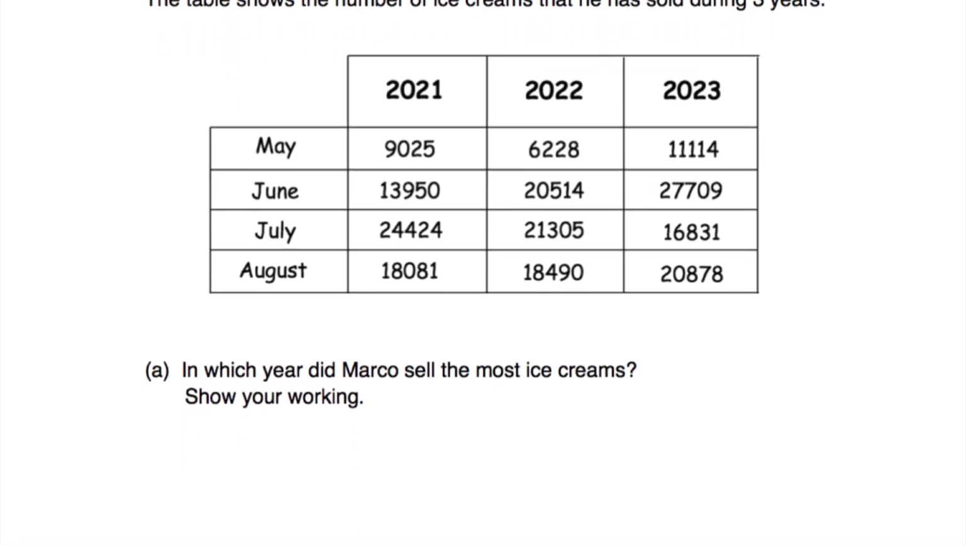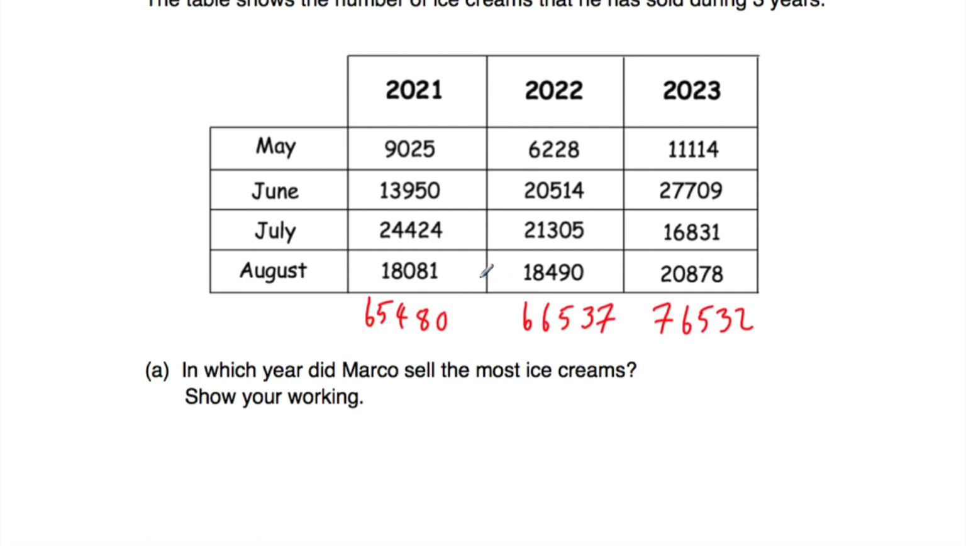And part A says, in which year did Marco sell the most number of ice creams? So did he sell more ice creams in 2021, 2022, or 2023? So what I'm going to do is I'm going to add up this number, this number, this number, and this number. And if I add up those 4 numbers, it'll tell me how many ice creams Marco sold in 2021. If we add up these 4 numbers, it would tell us how many ice creams he sold in 2022. And if we add up these 4 numbers, it will tell us how many ice creams Marco sold in 2023. So it's a calculator question. So using my calculator, I'm going to add these numbers up, and I'm going to write the totals underneath.